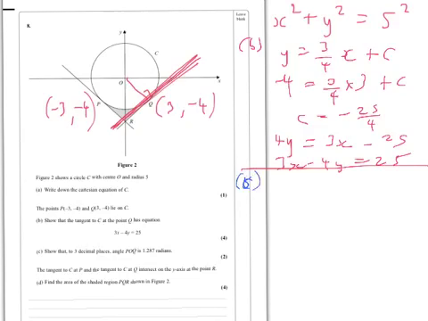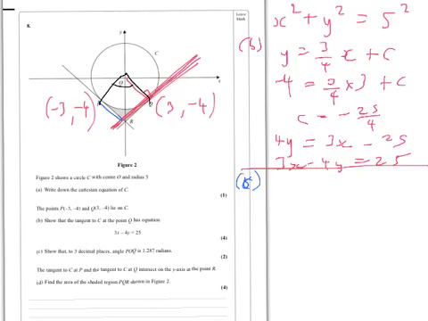says show, to 3 decimal places, angle P O Q. Oh no, that's not it. Do it in black then. P O Q. That angle there is 1.287. Okay, that looks pretty straightforward.